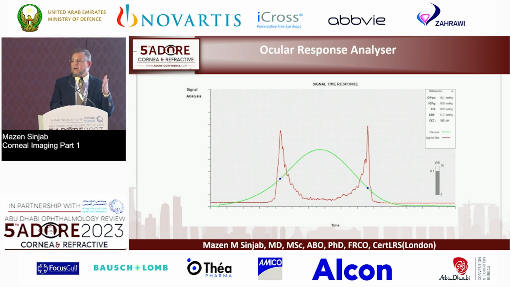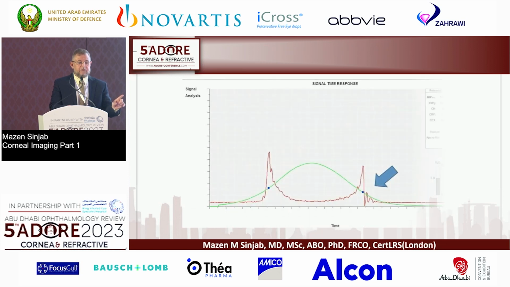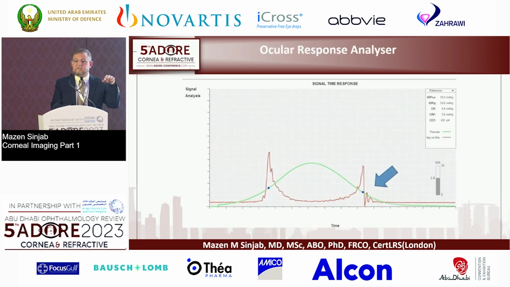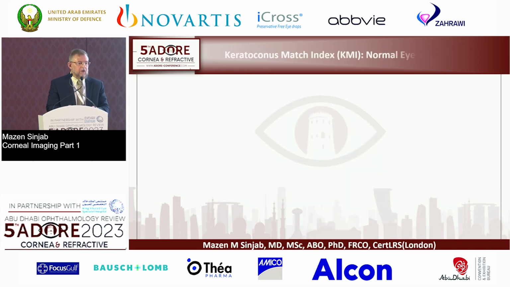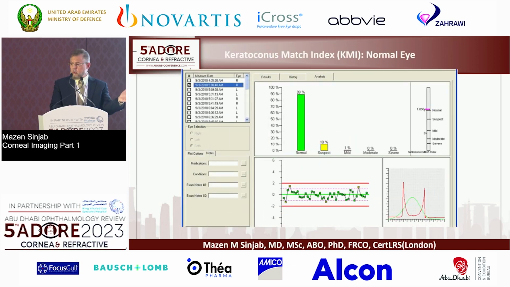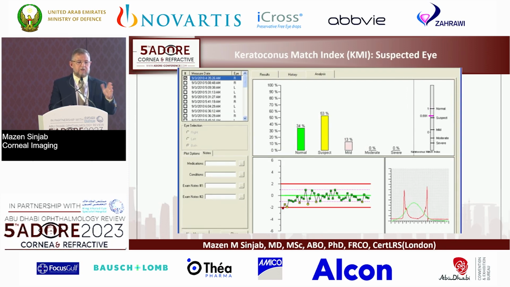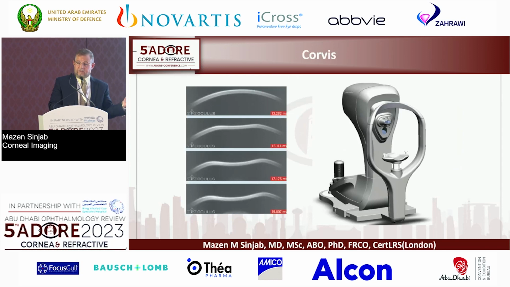Great. Do we need to memorize the parameters? No need, but you have to check the flutter after the second wave. If there is a flutter, it means a weak cornea. So you have to be careful if you have this machine. And then it will show you whether it is compatible with keratoconus or not, and it gives you sometimes the probability. Then came the Corvis.